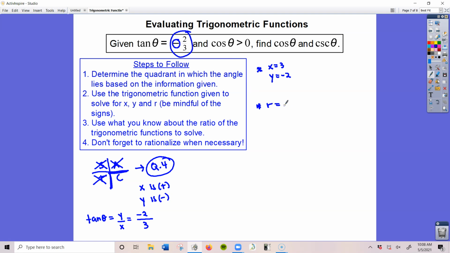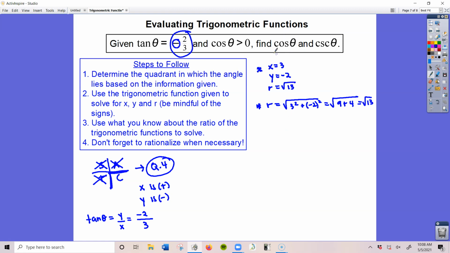So r is equal to the square root of x squared plus y squared. 3 squared is 9, plus negative 2 squared is positive 4. And that gives me the square root of 13. Now, like I said, radius will always be positive, so you don't have to worry about what sign it is. The only time you have to worry about the sign is the x or the y. So the radius is going to equal the square root of 13.